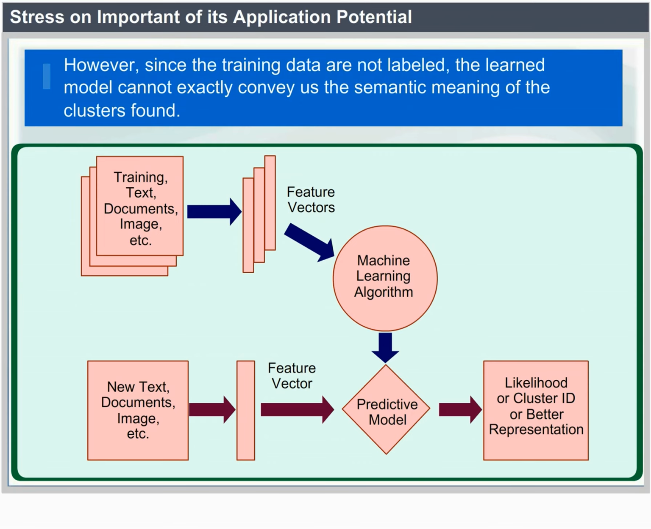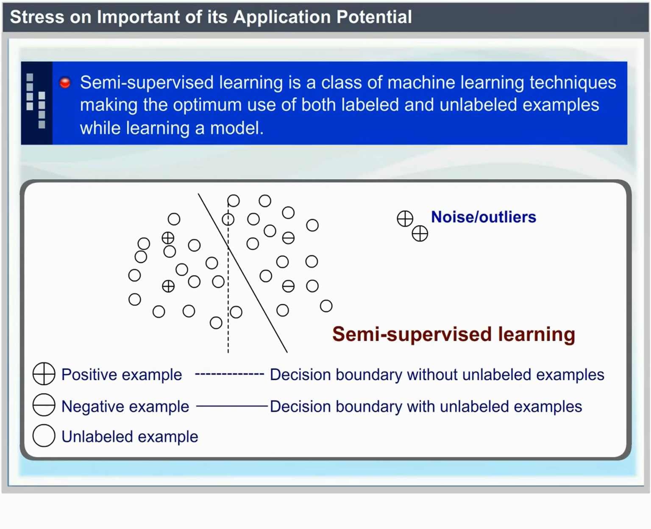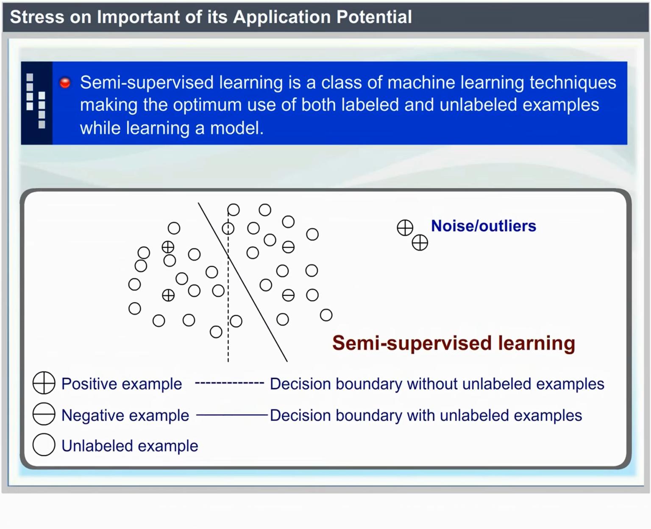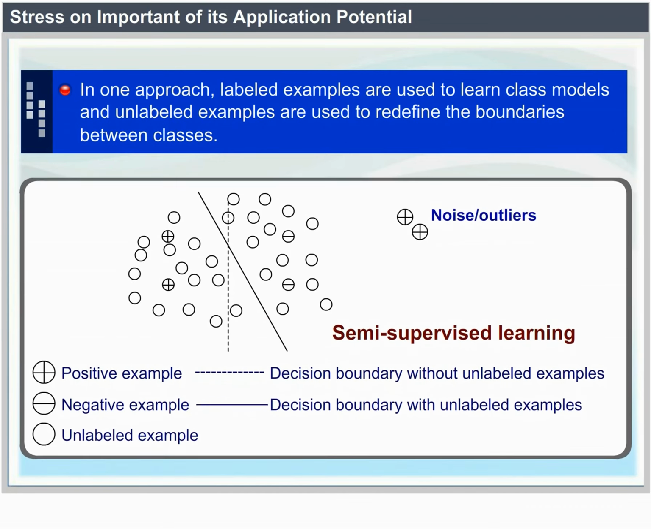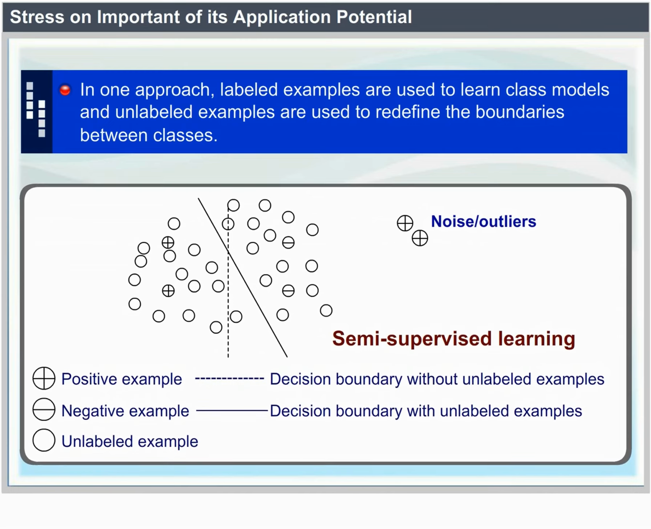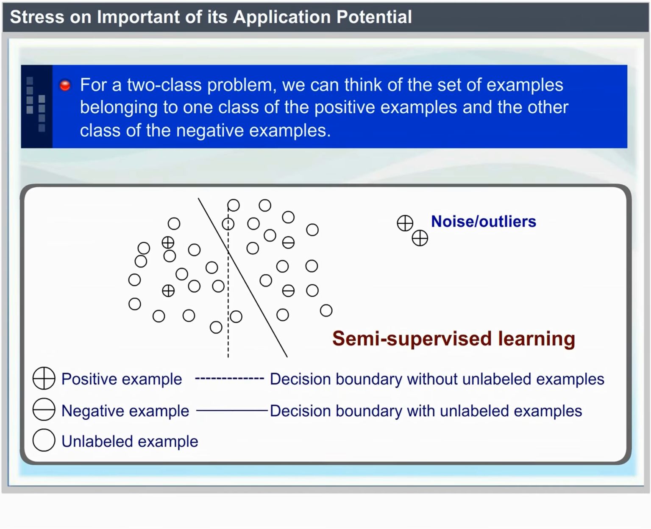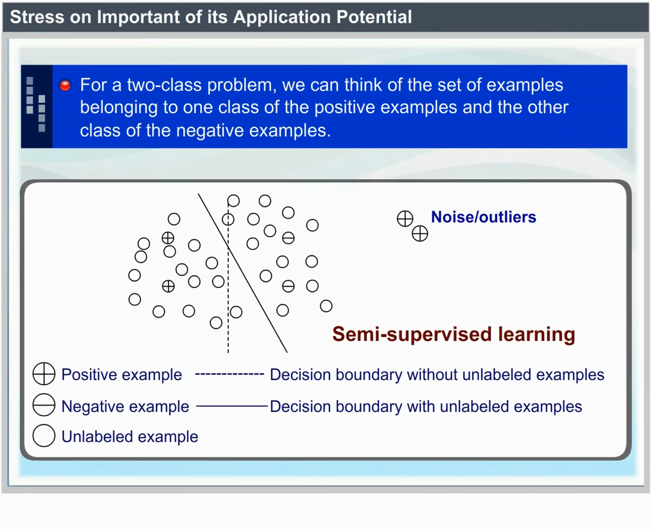Semi-supervised learning is a class of machine learning techniques that make use of both labeled and unlabeled examples when learning a model. In one approach, labeled examples are used to learn class models, and unlabeled examples are used to refine the boundaries between classes. For our two-class problems, we can think of the set of examples belonging to one class as the positive examples and those belonging to the other class as a set of negative examples.